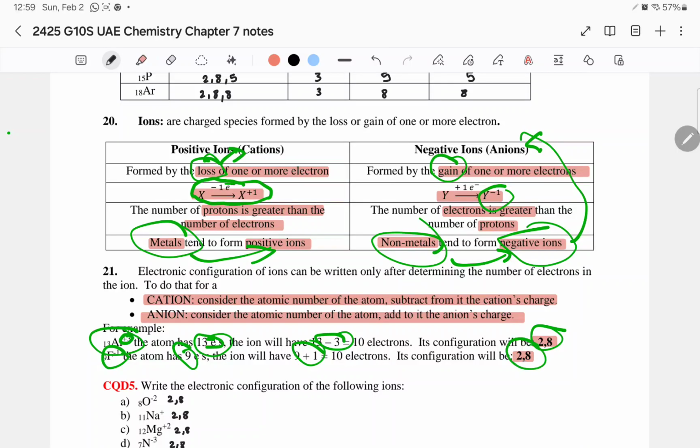So 10, 10. And always, if you want to check if you wrote the ion's electronic configuration right, you look at the noble gases. If it matches any of the noble gases, then your answer is correct. If it does not match a noble gas, you did something wrong along the way.